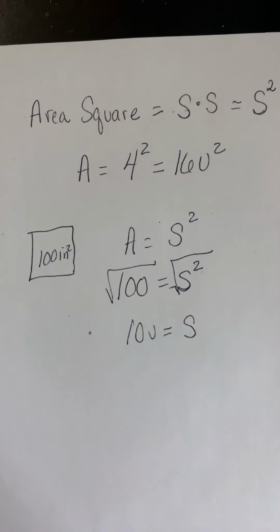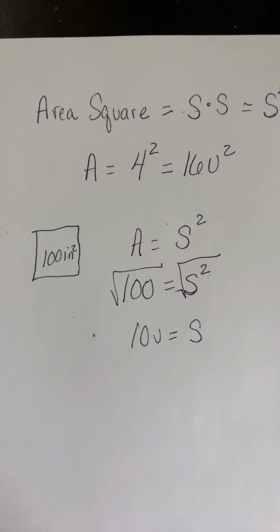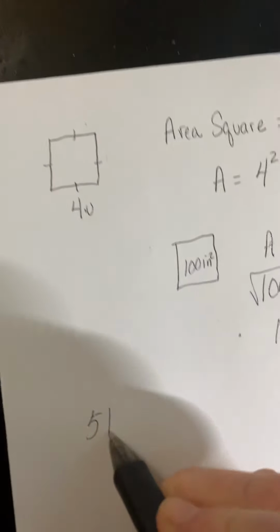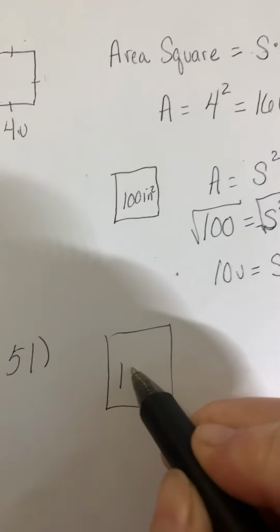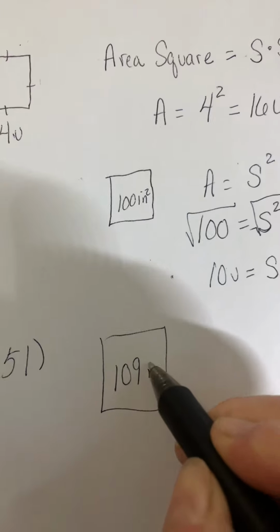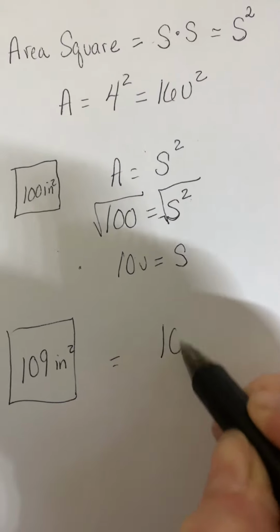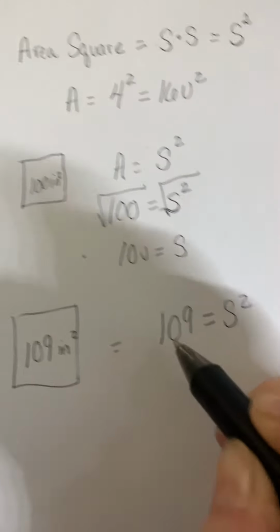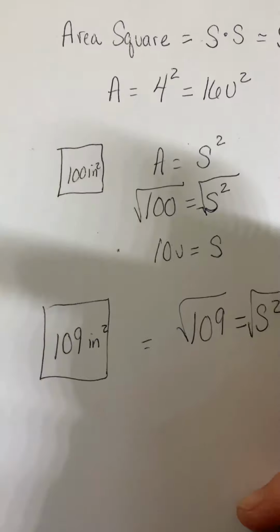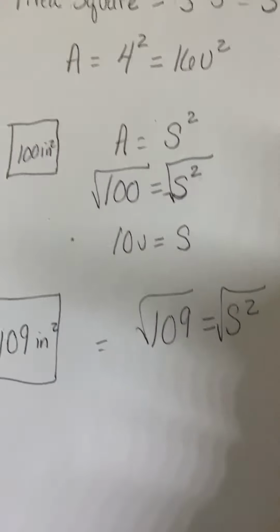So when you look at question number 51, it says 109 inches squared. So 51 gives you a square and says it's 109 inches squared. Your job is to say the area is equal to side squared. Undo it by taking the square root. It says estimate to the nearest tenth.